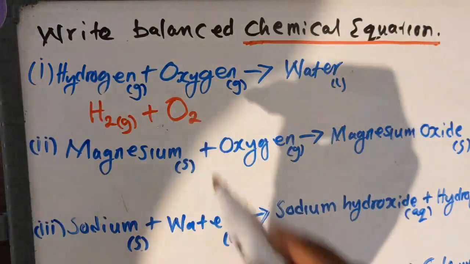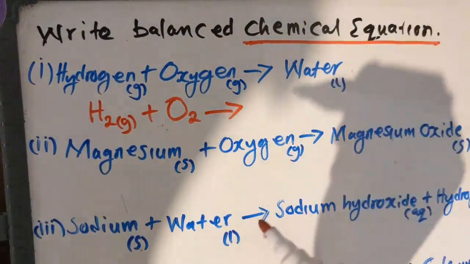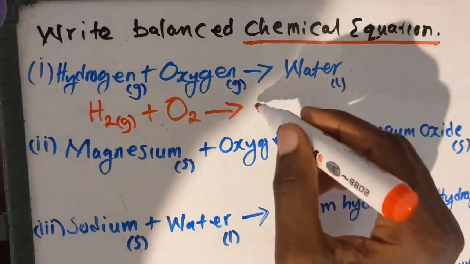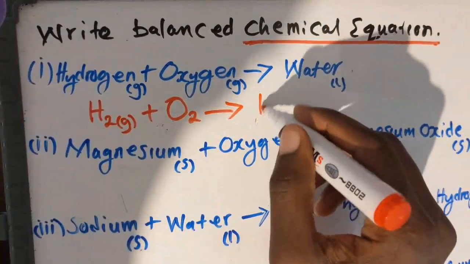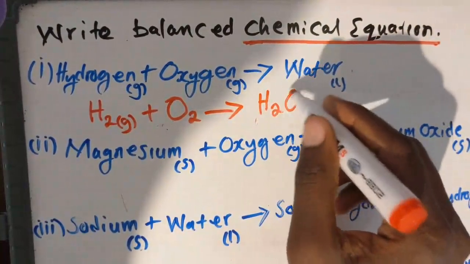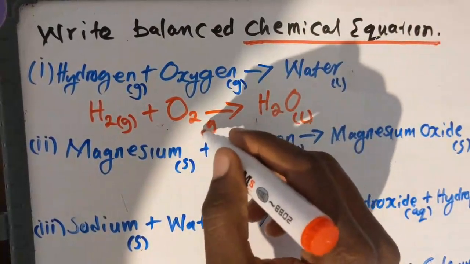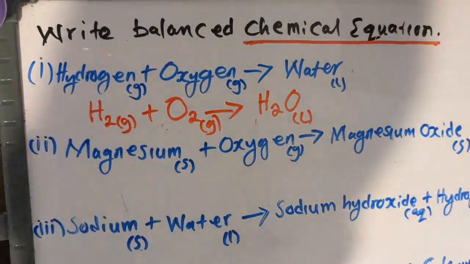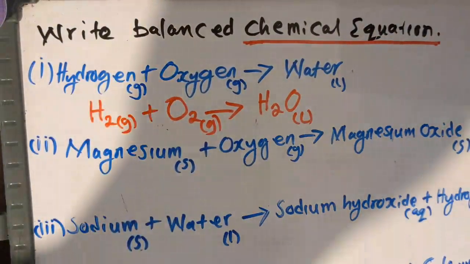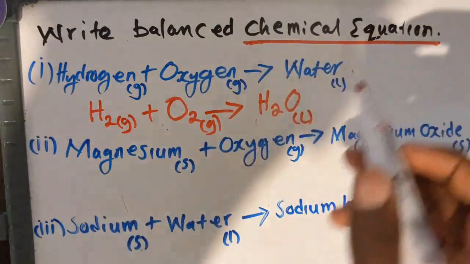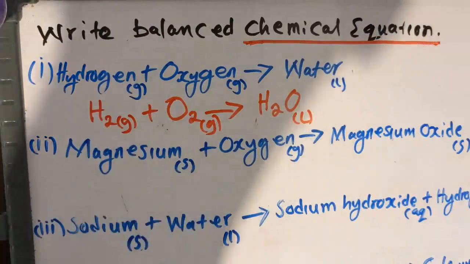Then this is equal to water. How do you write water? You write water as H2O, and it is in liquid form. Oxygen is a gas. So that is how you write the chemical equation. This is a word equation, this is a chemical equation.